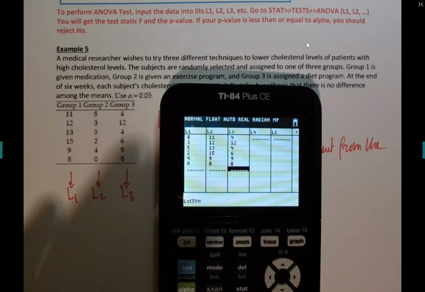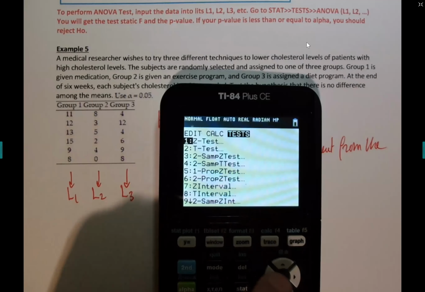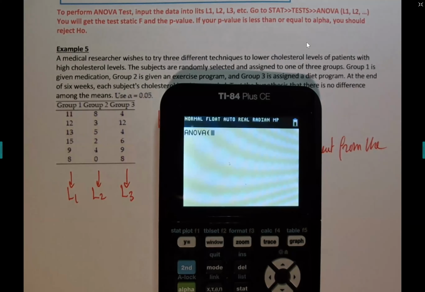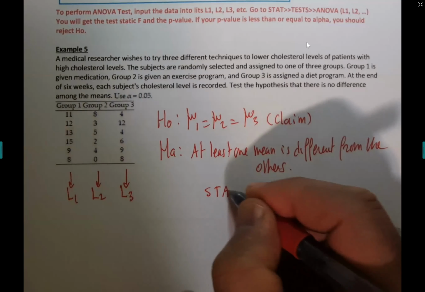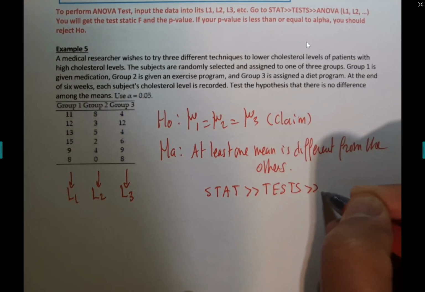All right. And now, guys, you go to STAT. Scroll up, guys. It's the last test on the screen. It's called ANOVA. Any ideas? What do I have? What is the calculator waiting for, guys? You to input L1, L2, and L3. Yep, you got it. That is exactly correct. STAT, TESTS, ANOVA.